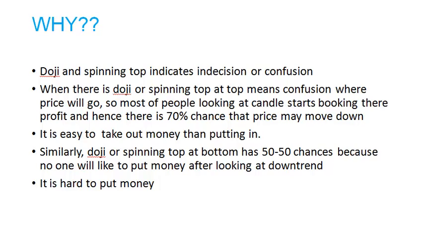So you are going to exit that stock, and the moment you exit that stock, you are creating supply, and if supply exceeds demand, then the price starts coming down. So hence doji and spinning top at the top has a significance that there is a 70% chance the price might come down, and 30% chance that it might continue to go up. Why? Because it is easy to take money out than putting in. Similarly, if the doji and spinning top is at the bottom of the chart, there are chances that the price might go up and chances that the price might come down, because it is always easy to pull out money rather than put in money.